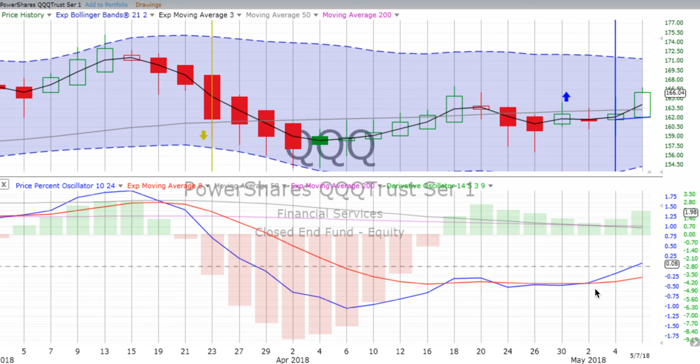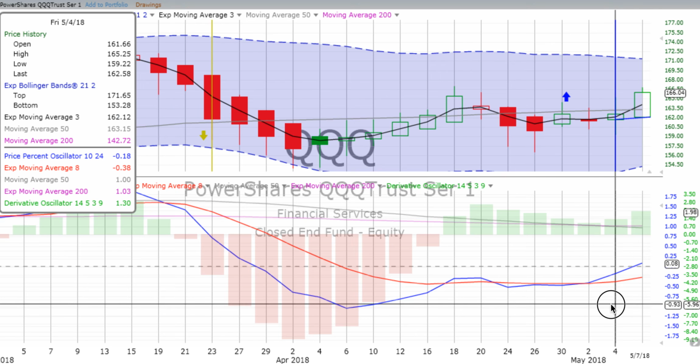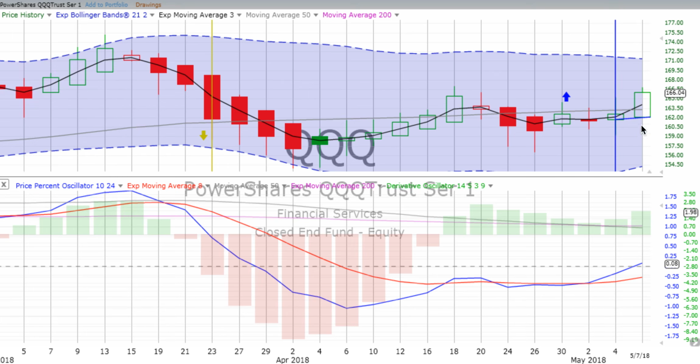We look at the 2-day chart. What do we see? Well, of course, it crossed over going up back on the 2-day candle ending on Friday, the 4th of May, and went up pretty good, pretty substantially, 0.78% for the day on Monday. We'll see how that continues. Again, that's just the first day of the latest 2-day candle. See the derivative oscillator heading up, price percent oscillator heading up.